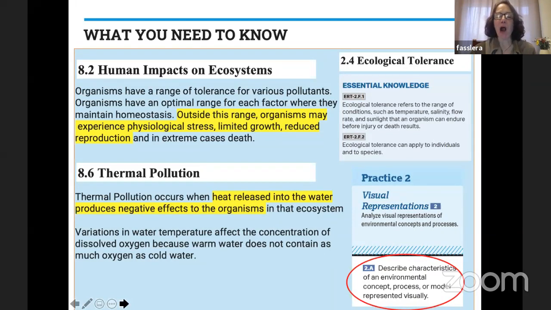We're going to touch on part of the essential knowledge from Unit 2, Human Impacts on Ecosystems. Dr. Sowell will come back to that tomorrow. And then we're going to link that into this idea of thermal pollution. So I've highlighted this part of 8.2. There are lots of different essential knowledge statements in 8.2, and we're going to focus on one or two of them today.